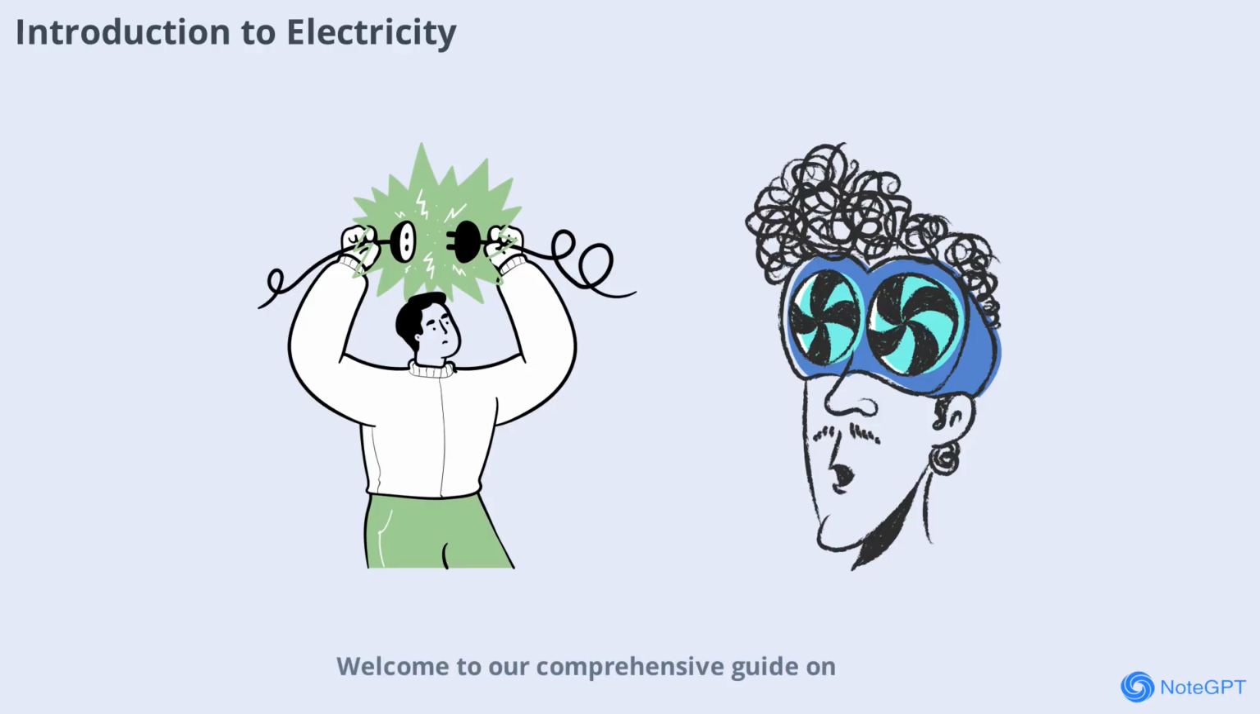Welcome to our comprehensive guide on electricity and magnetism for ICSE Class 10. In this video, we'll explore the fundamental concepts that form the backbone of modern physics. Electricity is all around us, powering our homes, gadgets, and industries. But what exactly is electricity? How does it flow, and why is it so important in our daily lives?